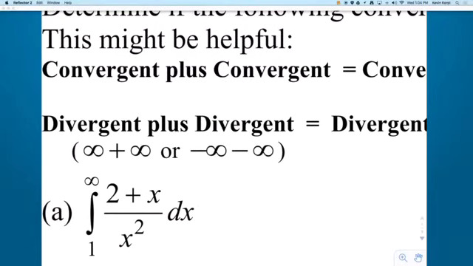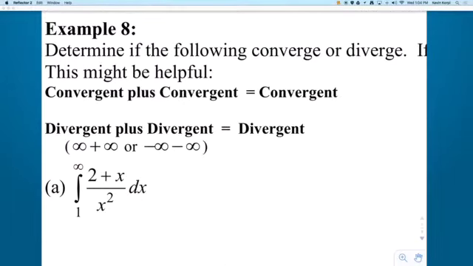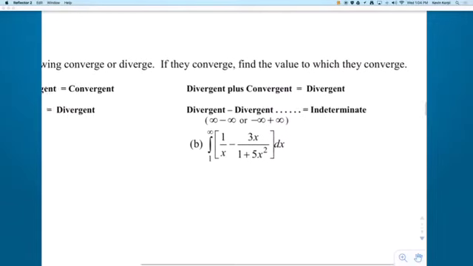Divergent plus divergent should be divergent, right? Infinite plus infinite, or negative infinity minus infinity. They go in the same direction. You've got to be careful, though, if it's infinity minus infinity. So divergent minus divergent, you have to be a little bit more careful.